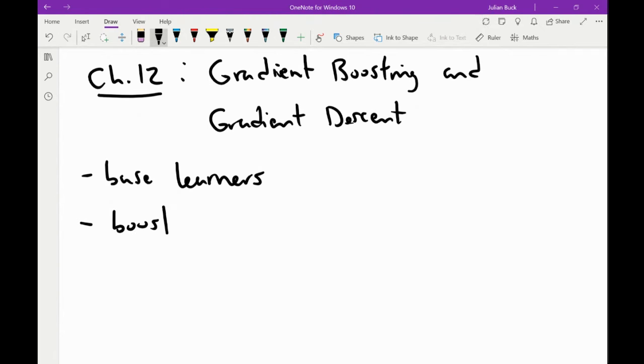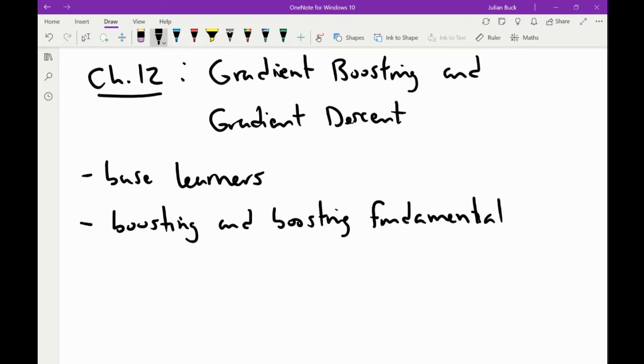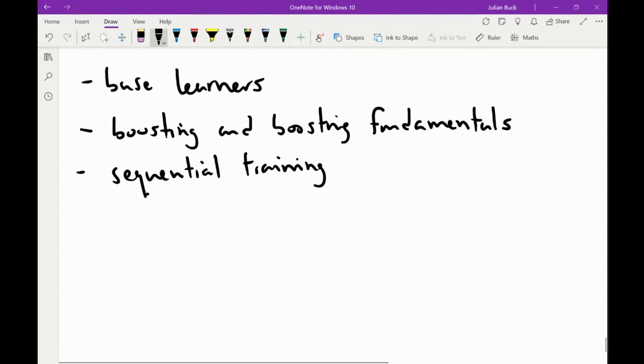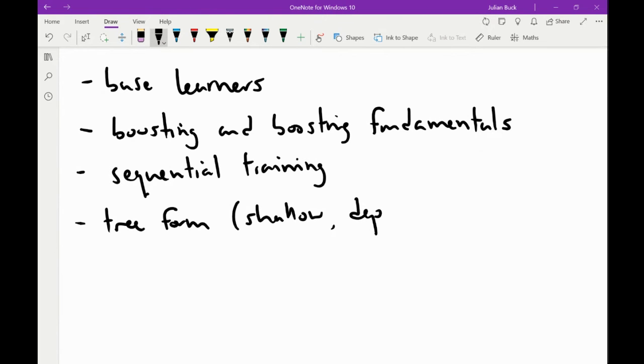What is boosting? And what are the boosting fundamentals? What are the main fundamental considerations we keep in mind, such as the choice of base learners, the idea of boosting weak models, sequential training? How do we train the models and how we train them on errors of the previous steps? The tree form. When we use decision trees as our base learners, we're talking about shallow dependent trees.